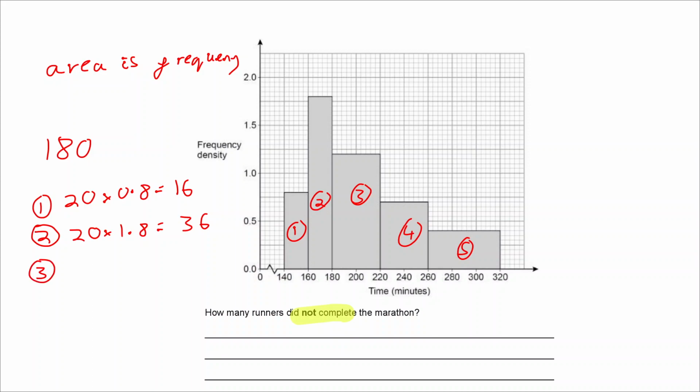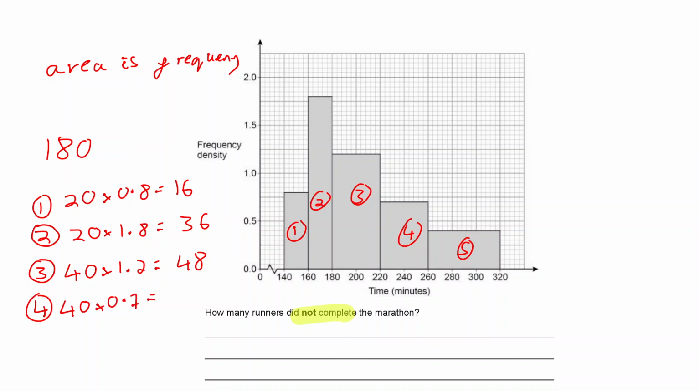Number 3, the rectangle's got a base of 180 to 220, which is 40. The height of it is 1.2. So 40 multiplied by 1.2 gives you 48. Rectangle number 4 has a base of 220 to 260. That's 40 times the height of it, which is 0.7. So you've got 40 times 0.7.